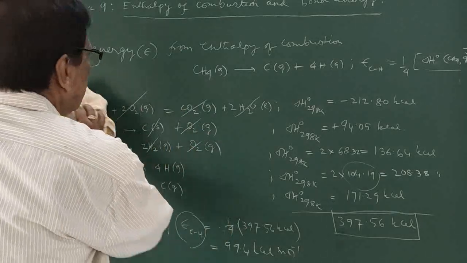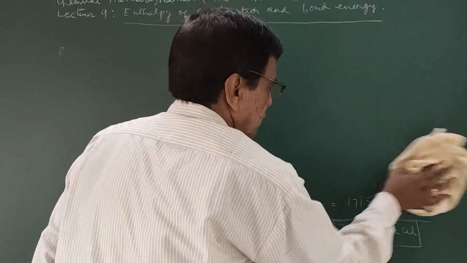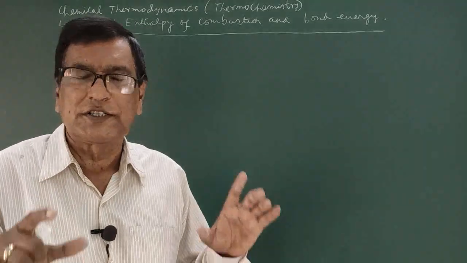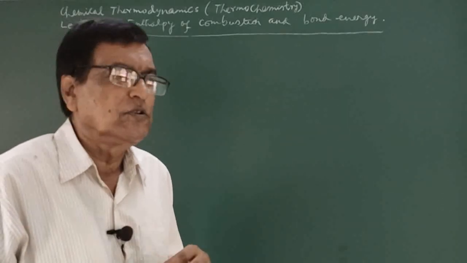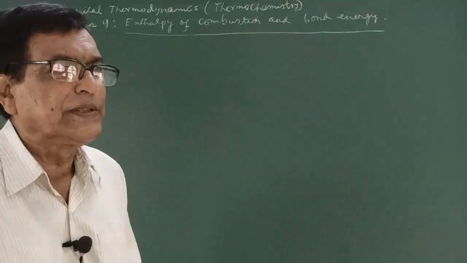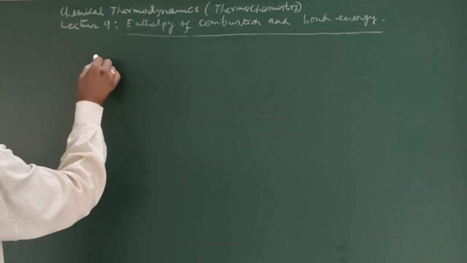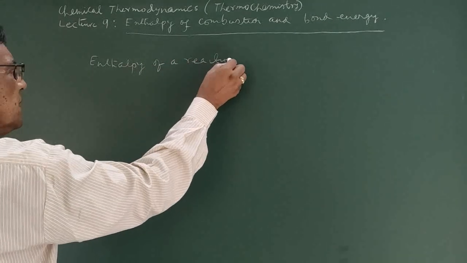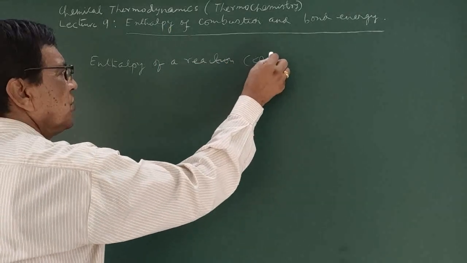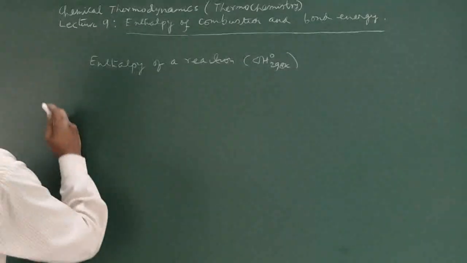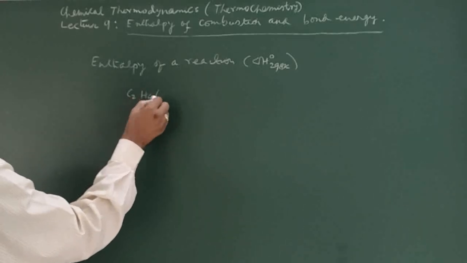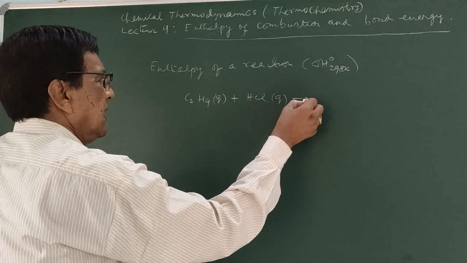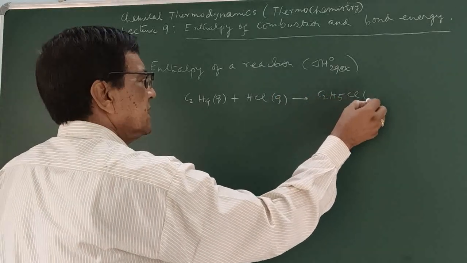And one utility, or applications, of this bond energy is of prime importance, though the value calculated from bond energy will be approximate. Say suppose we would like to get the standard enthalpy of a reaction, del H naught at 298 Kelvin. Suppose this is the reaction: C2H4, ethylene in gaseous state, plus HCl, also gaseous state, giving C2H5Cl, also gaseous state.